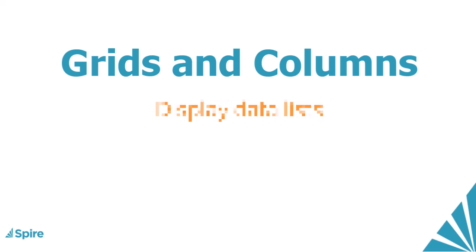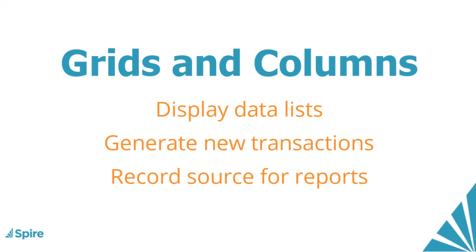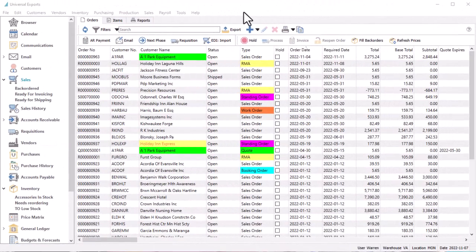Grids in Spire display data lists, with rows for each record and columns for each data field. From grids, you can locate information, generate new transactions, or select records as a source for reports. Each grid is customizable for each user.